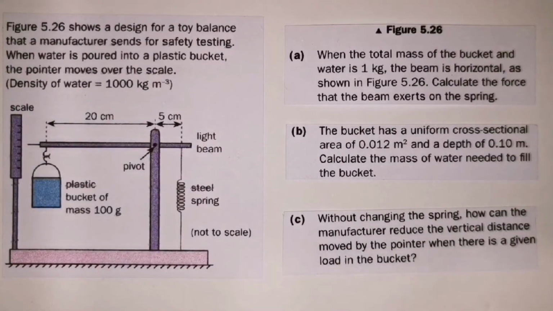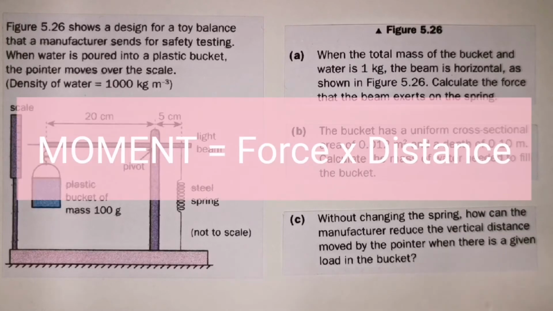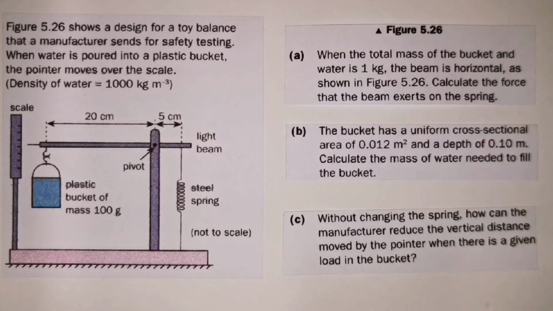Okay, the density of water, this is pure water, equals 1000 kilogram per meter cube. So again, this is a topic under moment, which is moment equals force times distance, or principle of moment. Again, you need to recall what is meant by moment and what is meant by principle of moment. So let us look at the question first.